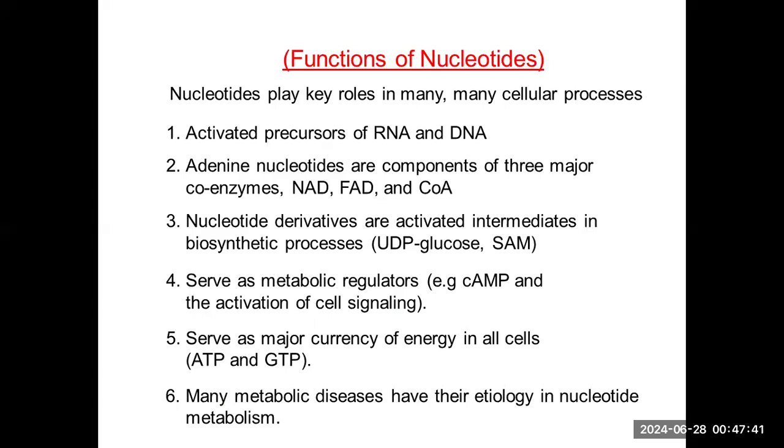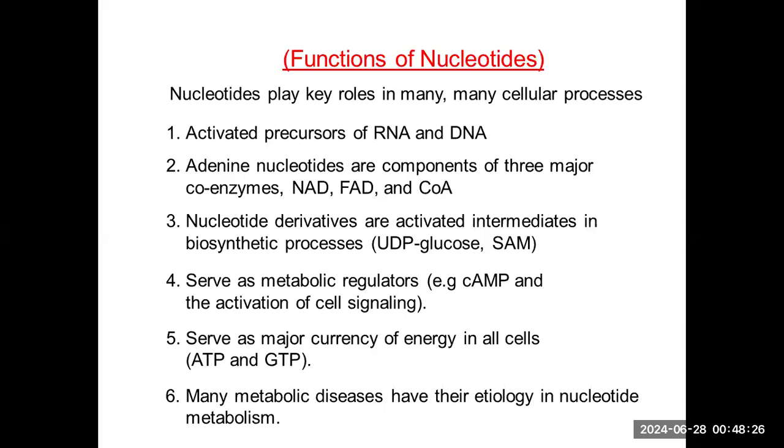Then, adenine nucleotides are components of three major coenzymes: NAD, FAD, and coenzyme A. NAD means nicotinamide adenine dinucleotide, and FAD is flavin adenine dinucleotide. These coenzymes take a very essential part in metabolic processes. Nucleotide derivatives are also activated intermediates in biosynthetic processes.